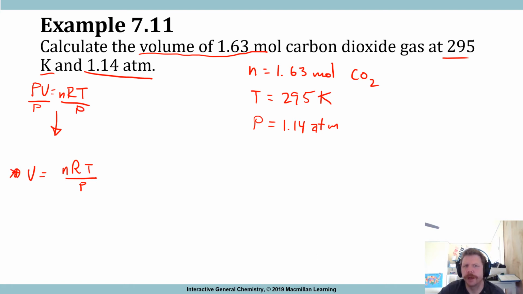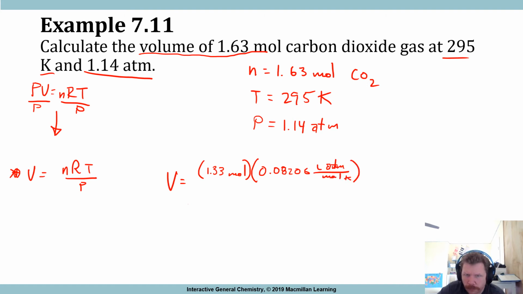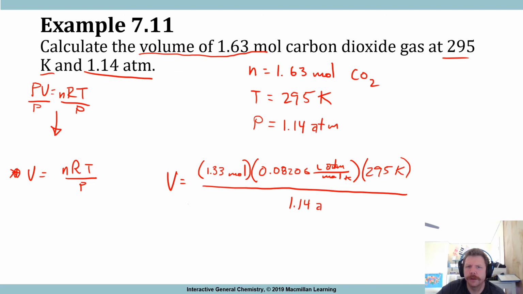And there we go. Okay, now what else do I need to know? Again, I always like to write my values out. I'm going to write this as V is equal to, n is 1.63 moles, R is equal to 0.08206 liter atmospheres per mole Kelvin, T is 295 Kelvin, and pressure is 1.14 atmospheres.